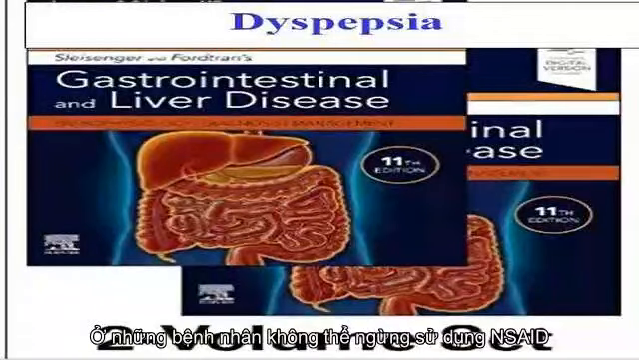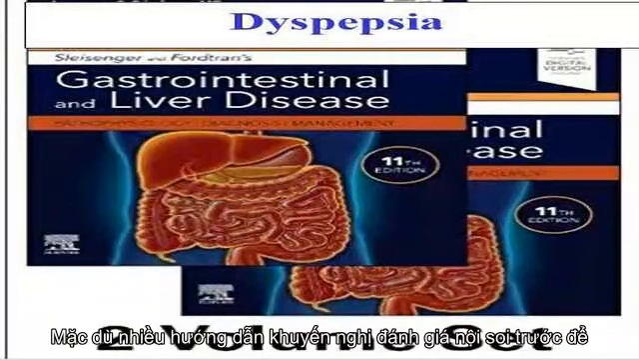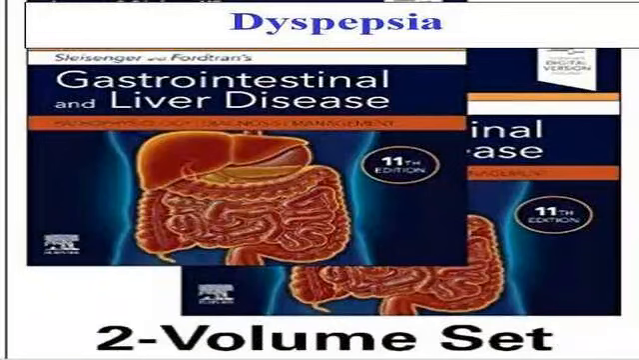In patients in whom NSAIDs cannot be discontinued, a trial of a PPI can be considered, although many guidelines recommend endoscopic evaluation first to exclude peptic ulcer.